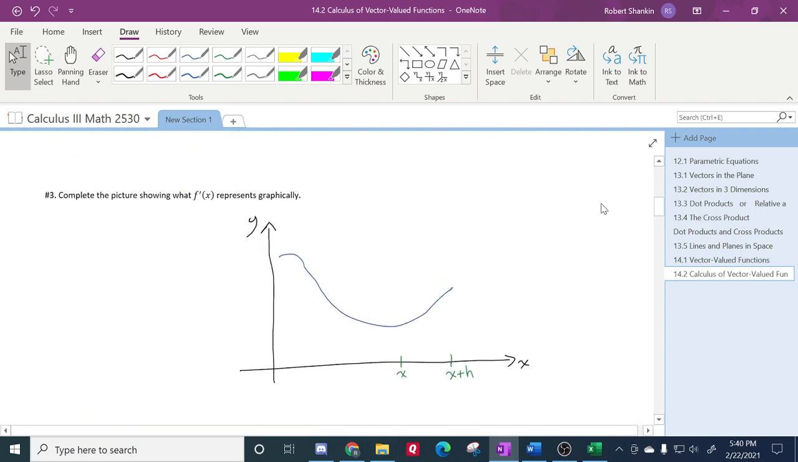Complete the picture showing what f prime of x represents graphically. So this is my function f, and if there's x and there's x plus h, we have a definition of the derivative that had x and x plus h. Show graphically what the derivative represents.